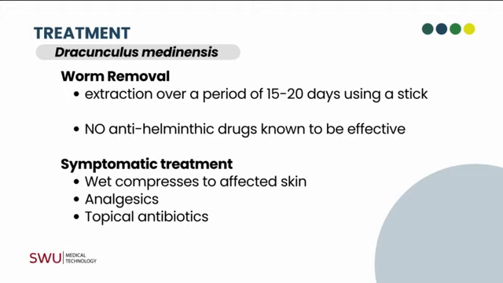As for the treatment, we can perform worm removal, that is the extraction of the worm over a period of 15 to 20 days using a stick, usually by twisting it. And that method is said to be devised by Moses. We need worm removal because there's no anti-helminthic drug known to be effective in combating Dracunculus medinensis infection. As for symptomatic treatment, we can apply wet compresses to the affected skin, and we can add analgesics to relieve pain and also administer topical antibiotics.